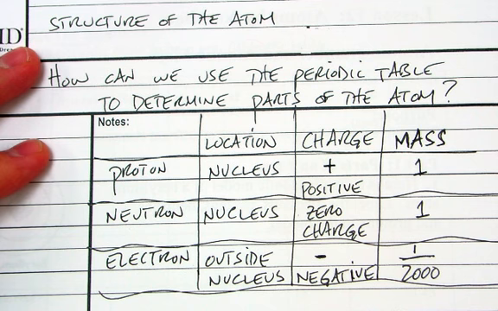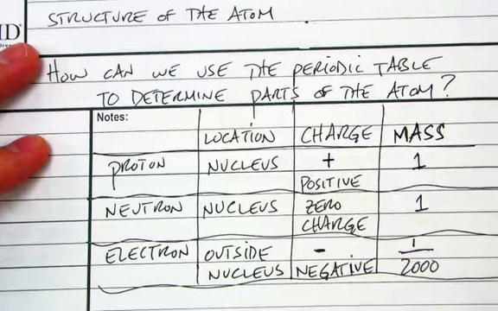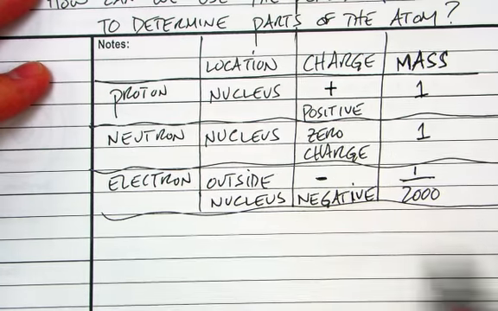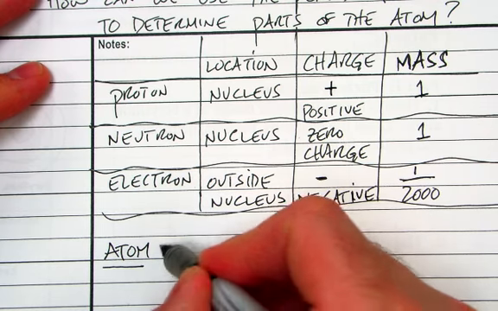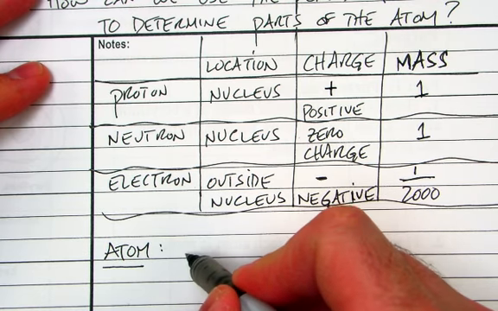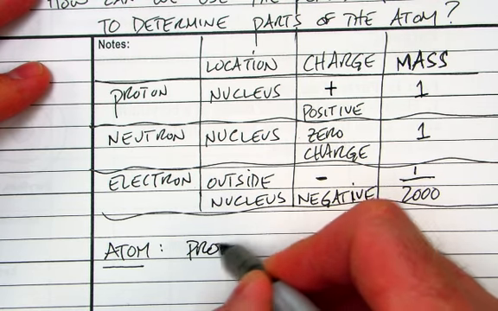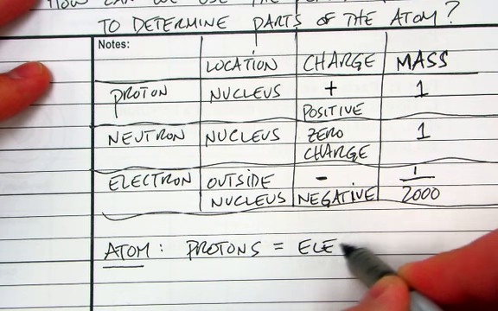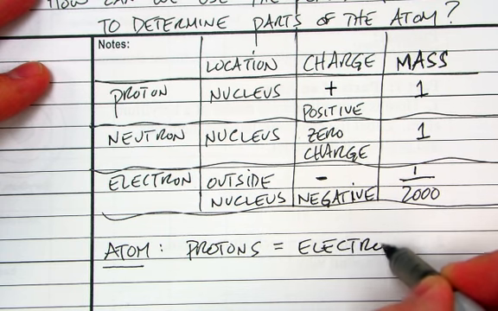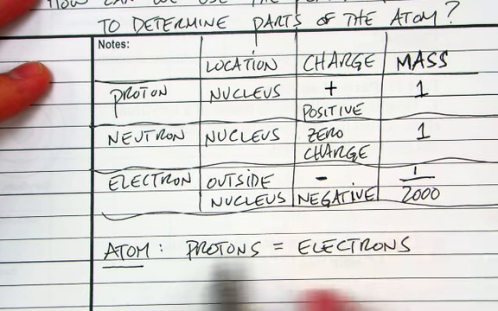All right. What else do we need to know? This is a little bit of knowledge that we're going to need later. When we use the word atom, atom is going to convey that the number of protons and electrons are equal. We're going to use that word atom quite a bit. Protons and electrons are equal when you're talking about an atom.